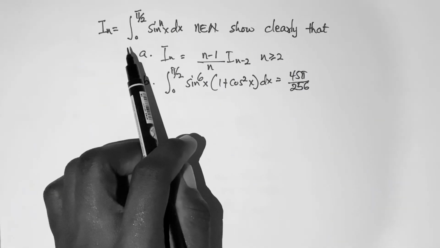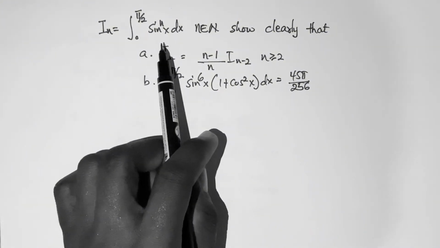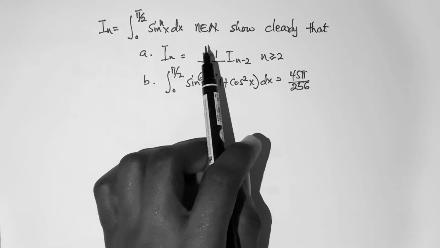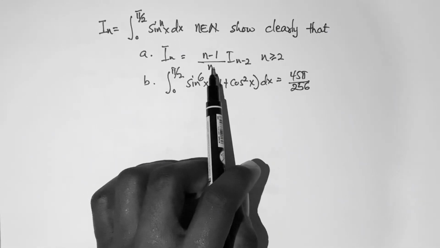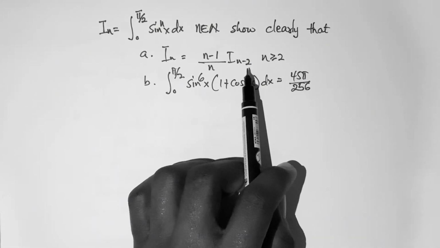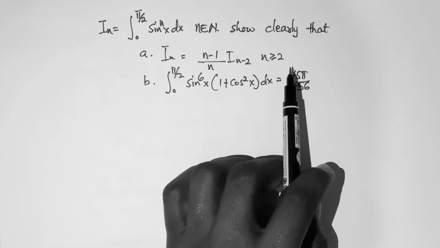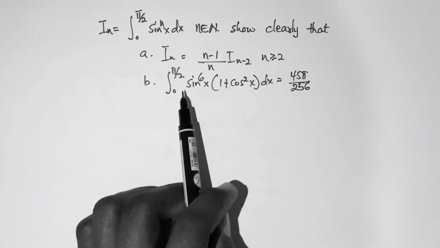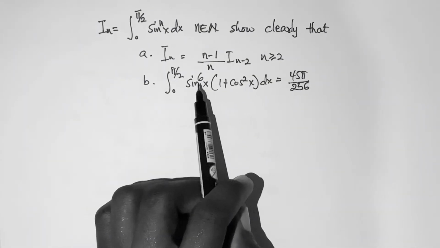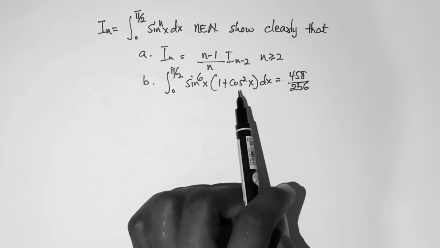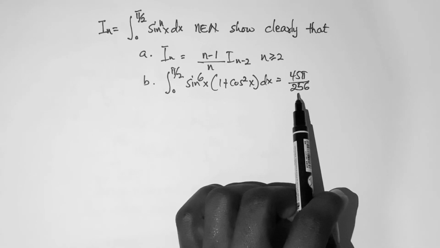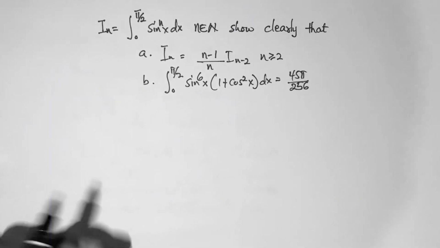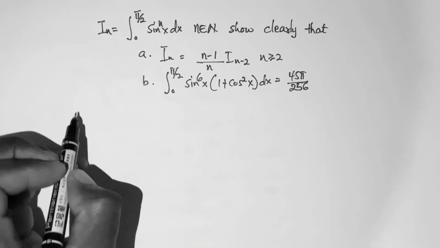I of n is equal to the integral from 0 to pi on 2 of sine x exponent n dx. Show clearly that a, I of n is equal to n minus 1 over n, I of n minus 2 for n greater or equal to 2. And then b, the integral from 0 to pi on 2 of sine x exponent 6 into bracket 1 plus cos squared x dx is equal to 45 pi over 256. So let's start with I of n.